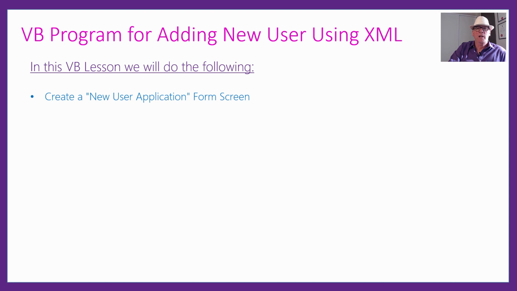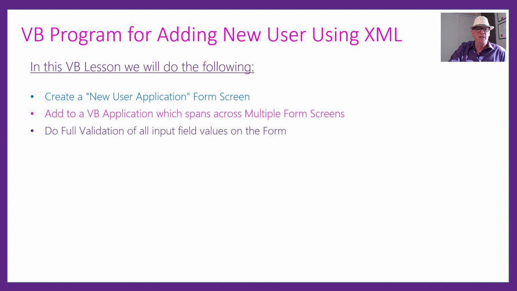So we're going to cover the following. We're going to create that new user application form screen, which we just saw. We're going to have the application spanning across multiple form screens, just like we did in the previous lesson. There'll be full validation of all input fields on that form. So that's going to be a lot of programming work and a lot of testing, as we've seen in previous lessons, but validations is an essential part of any application you're building.